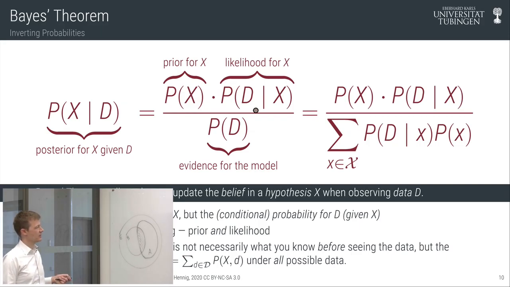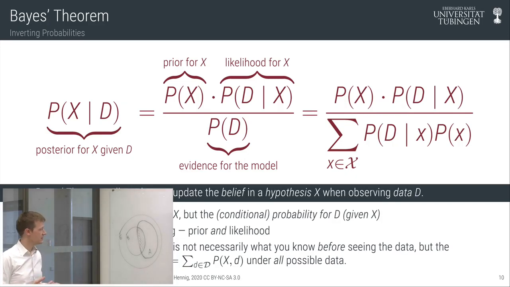And this denominator, P of D, which can also be written as the sum, is known as the evidence for the observation D. It's how likely this observation D is under any possible explanation for how it might have come about. Under this interpretation, we can think of Bayes' theorem as computing a posterior distribution for X given the data by weighing the individual possible explanations for the data and the underlying hypotheses relative to each other.